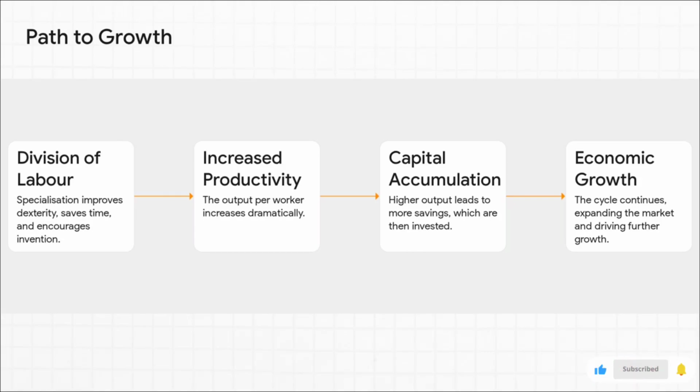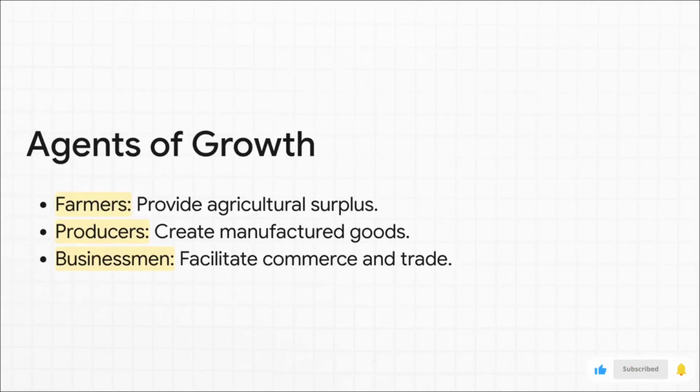It's this amazing, self-reinforcing cycle that just keeps the whole economy moving forward. So who are the players in this game? Smith saw economic progress as a kind of team effort. He pointed to three key agents of growth.